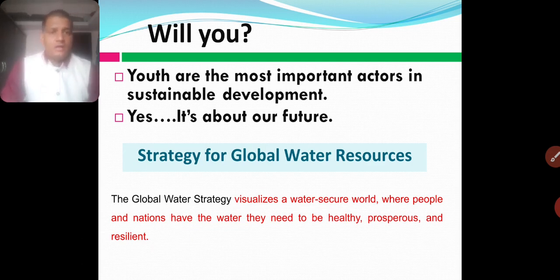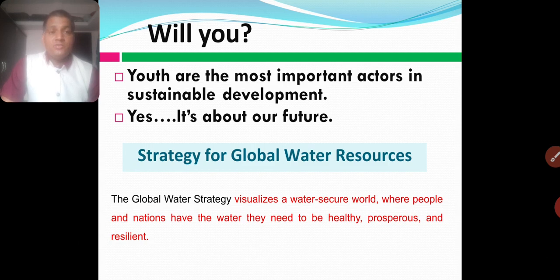After that, the strategy for global water resources. What are the strategies as per the topic? The topic we are just coming to is the strategy for the global water resource. The global water resource strategy visualizes a water secure world. This is very important, and I think everybody agrees with this. The world should be water secure.